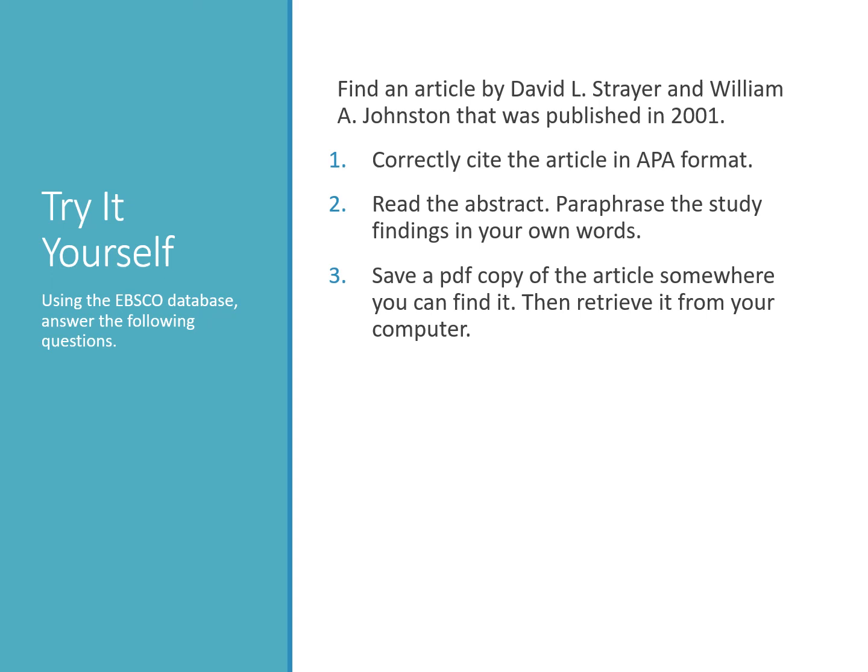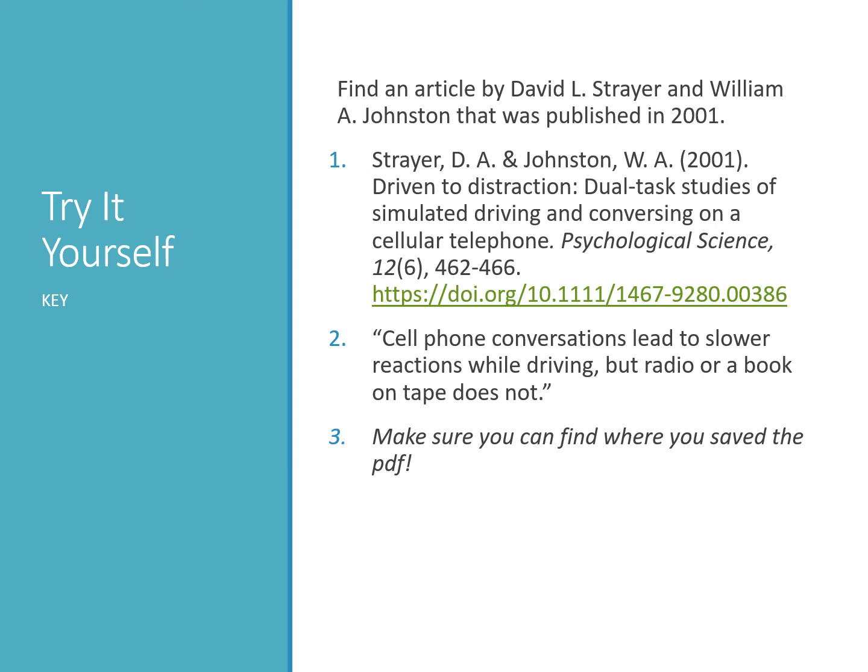Then I want you to read the abstract and paraphrase the study findings in your own words. So just like we talked about last week, this is your opportunity to practice that. Read the abstract, cover it up, and then write about the study in your own words. And finally, I would like you to save a PDF copy of the article somewhere that you can find it, and then retrieve it. Go back and make sure it's where you think it is. These are going to be important skills for you to practice. So once you have finished, pause this and go do that. And then once you've finished, some of these I can't give you the right answers to, but here are the APA citations and an example of how you might summarize it.